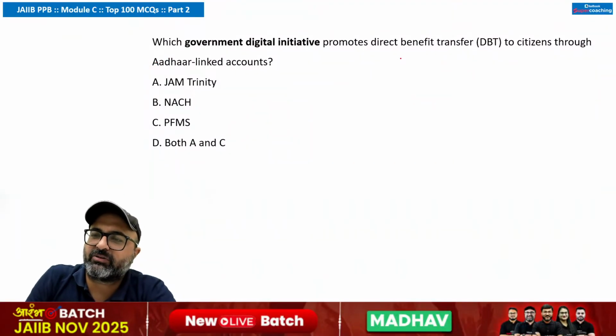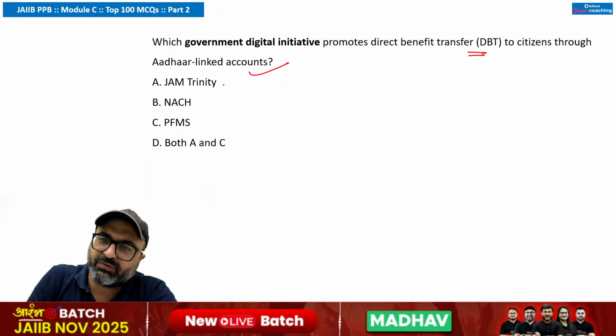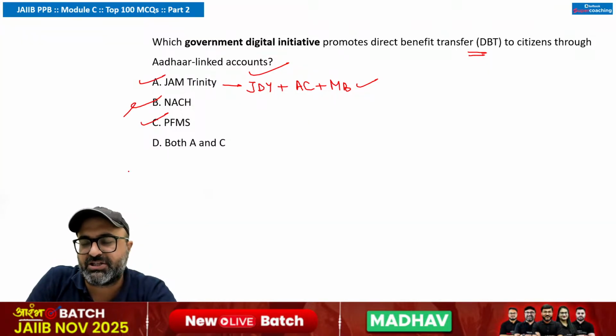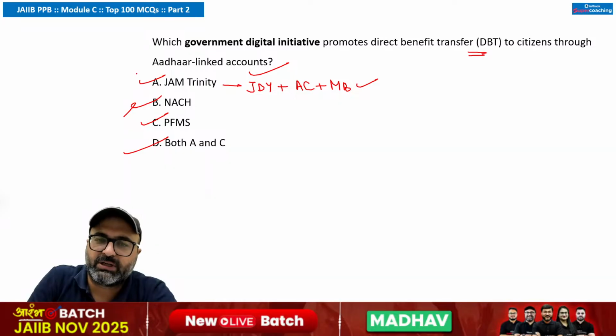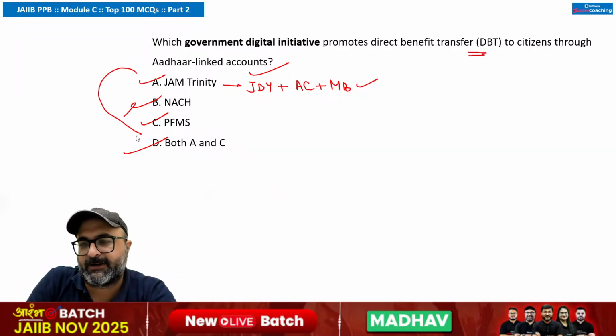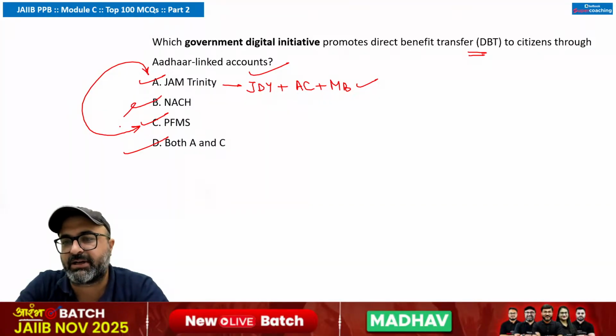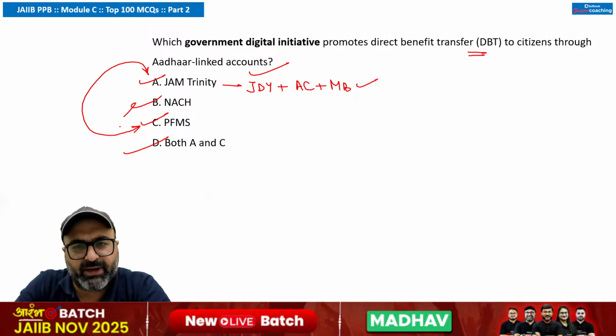Which government digital initiative promotes direct benefit transfer to citizens through Aadhaar linked accounts? So we have JAM Trinity. It stands for Jan Dhan Yojana accounts plus Aadhaar card linkage with the accounts plus mobile banking activated on those accounts. NACH का इससे कुछ लेना देना नहीं है. The next one is public financial messaging system. Yes. JAM. Yes. तो मिलाकर अगर हम बात करें both JAM Trinity as well as public financial messaging system, they both are government digital initiatives for digital benefit transfer.